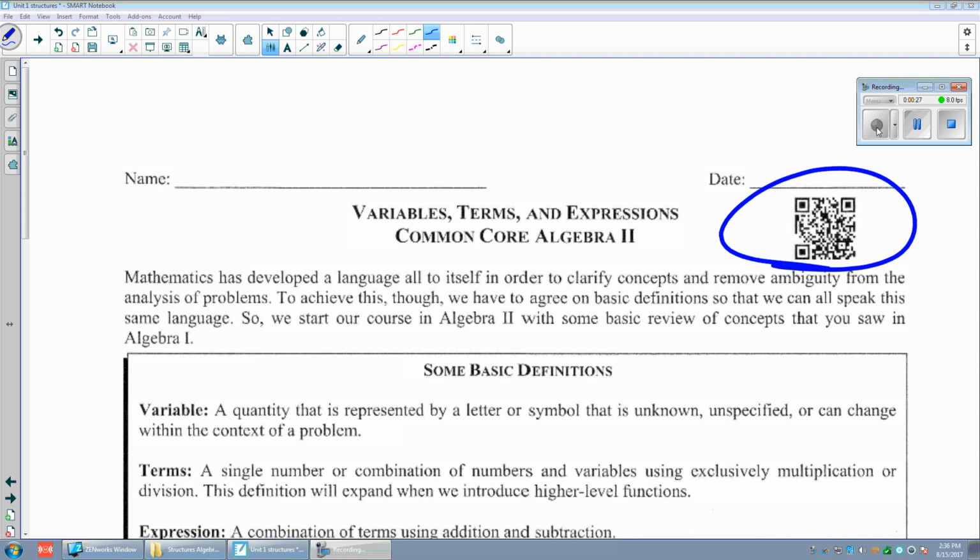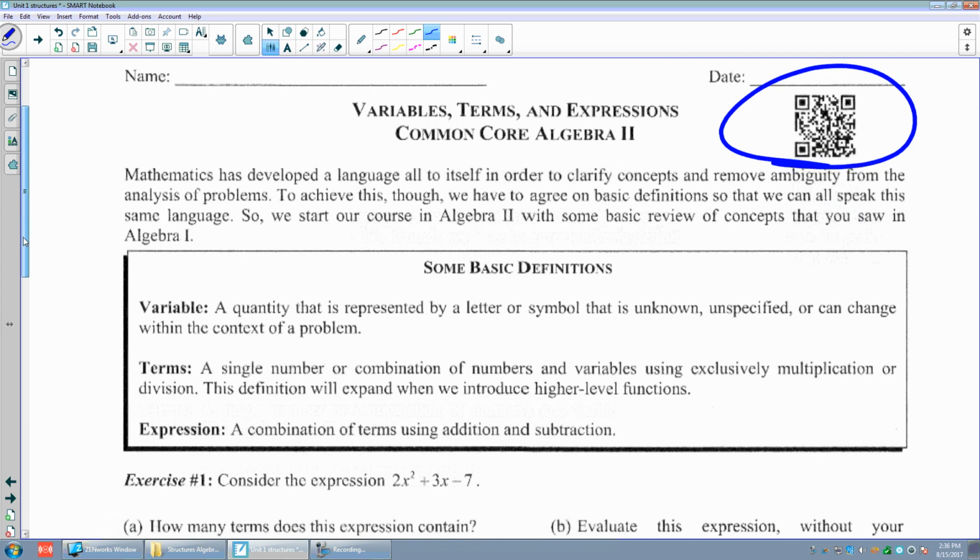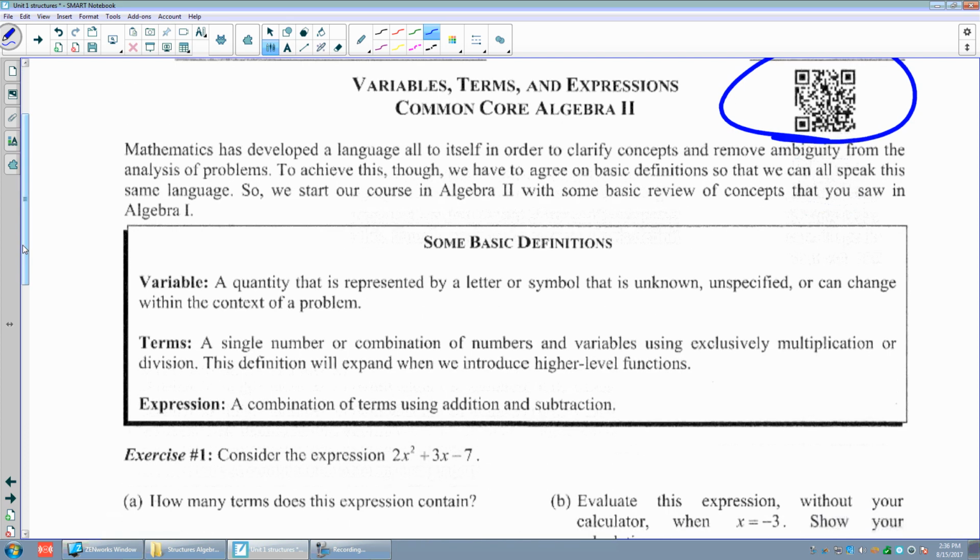Okay, so mathematics has developed a language all to itself, and that's why it might be a little bit confusing to you. So let's clarify some concepts and remove any ambiguity from the analysis of a problem. Let's jump right in. A variable is a quantity that's represented by a letter or a symbol that is unknown. Our most famous one is x. Sometimes we have symbols like that. The number is unspecified or it can change with the context of a problem.